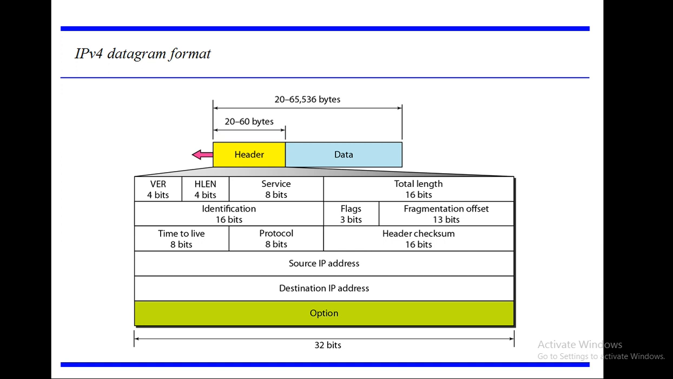So we need a certain field to check this, the header checksum. For example, if the source IP address changes, then it will never be delivered to the proper source. If the destination changes, then also there is a problem. If the total length changes, then we cannot determine what the actual total length is. So the header checksum is included in the datagram format to understand whether there is any error in the header. Only the header, not the data, remember that.